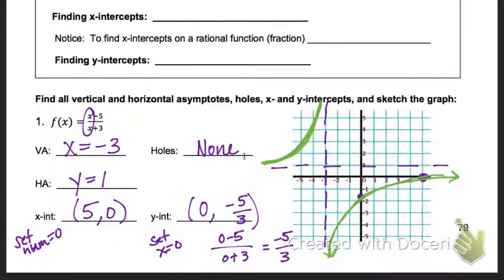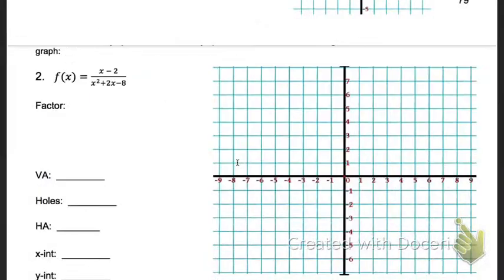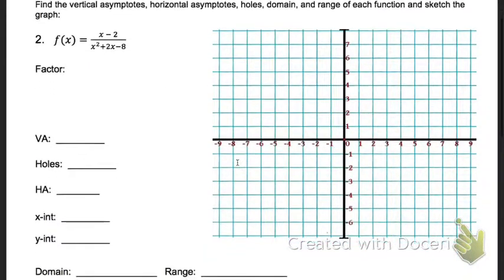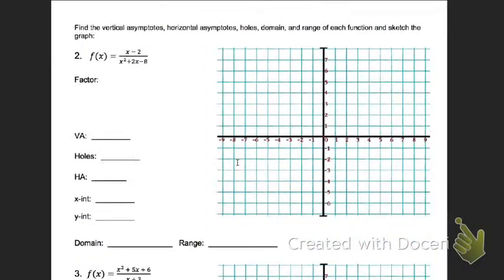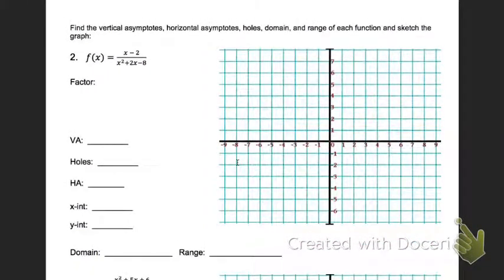Let's try one more together, and then I'm going to let you try the next one by yourself. Okay, so the steps are: you factor it, poles, vertical asymptote, horizontal asymptote, x and y intercept. And it's going to go step by step every single time. So if I factor, what would that look like? Can I do anything to the top? No. Okay. What can I do to the bottom?